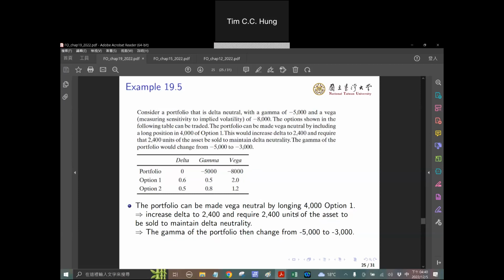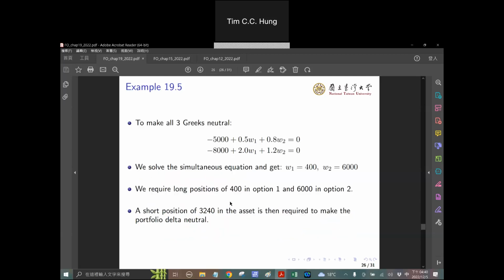So here we begin with a situation where we have a portfolio with negative 5,000 gamma and negative 8,000 vega, and we have the gamma and the vega of option 1 and option 2 shown over here. What do we do? You can set up simultaneous equations. This one is for gamma. This one is for vega. Suppose that we long W1 weights of the first option, and we long another W2 weights of the second option.